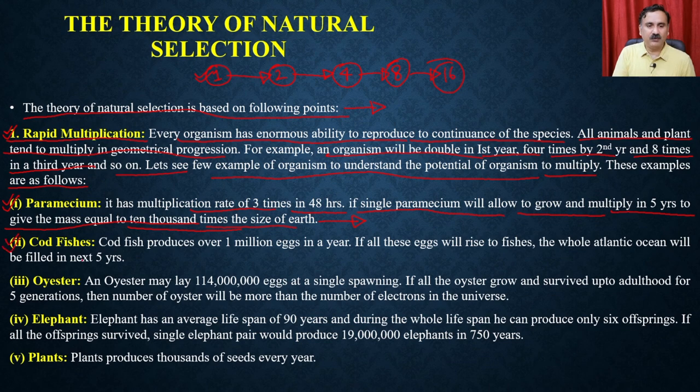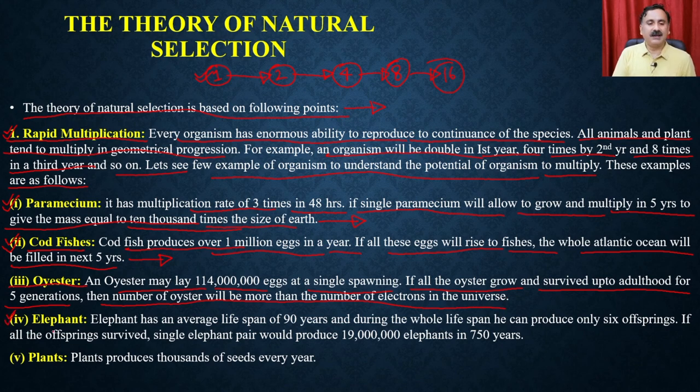Then we have fish. A codfish produces 1 million eggs in a year. If all these eggs give rise to fishes, the whole Atlantic Ocean will be filled in 5 years. You can calculate how many fishes would be produced if all these million fishes also reproduce; it is going to be a very, very huge number. Similarly, we have oysters. An oyster may lay this many eggs at a single spawning. But if all the oysters survive up to adulthood for 5 generations, then the number of oysters will be more than the number of electrons in the universe.